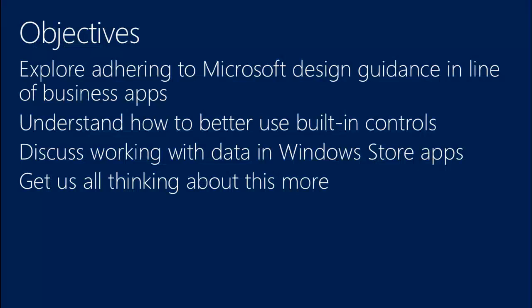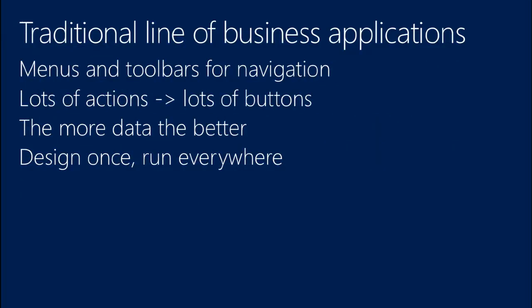Okay, so line of business apps. What do we see UI-wise in traditional line of business apps? Lots of menus and lots of toolbars for navigation. We have menus at the top. The more menu choices, the better. We have toolbars. We struggle between how small. If we get them really small, we can get a lot in there, but then they can't be seen. So lots of menus and toolbars, which is known as Chrome.